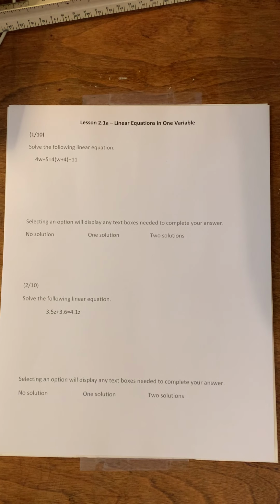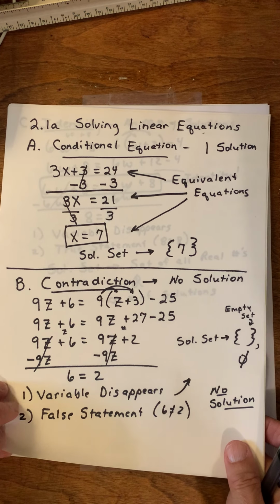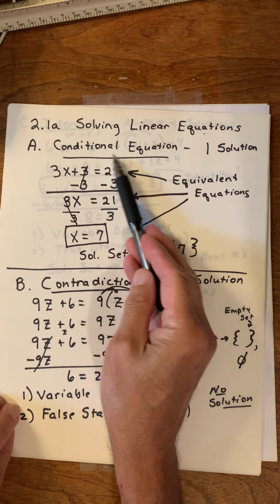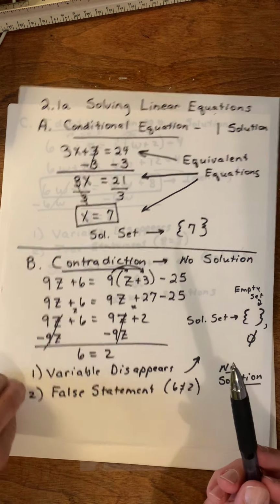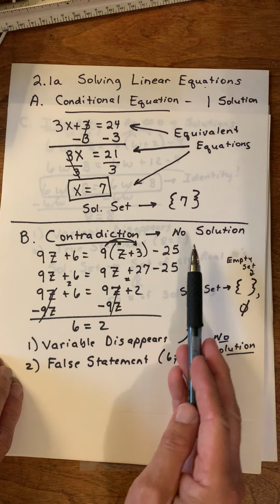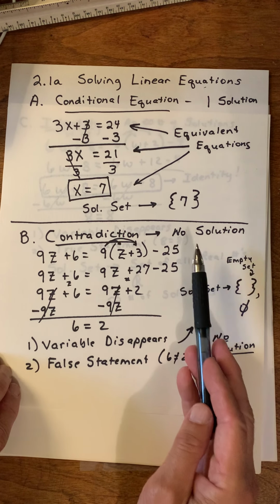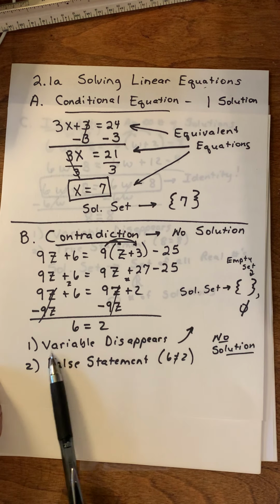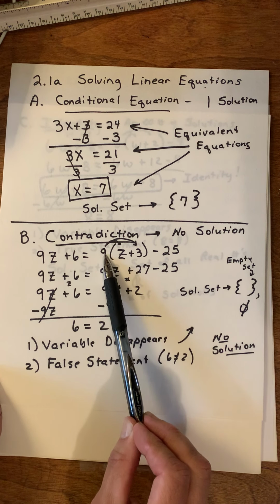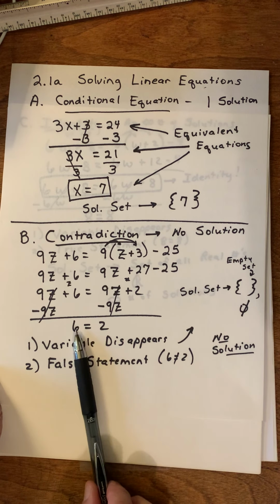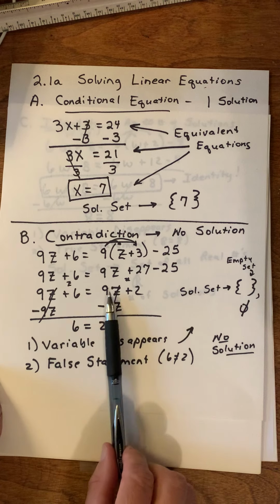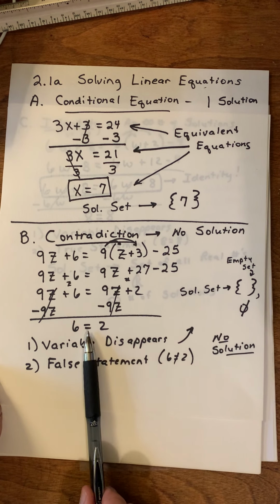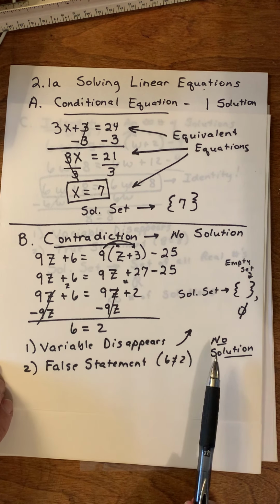So let's just remind ourselves that we have three different kinds of equations that we could be solving. The typical one is called conditional. It has one solution where we get something like x is 7. The second one is called a contradiction. It has no solution, and the way we know it is a contradiction is two things happen. Number one, the variable disappears. As we simplify the equation, the variable disappears, and what that means is there's the same number of x's, y's, or in this case z's on both sides of the equal sign, and we get a false statement. Obviously 6 is not equal to 2. That means there is no solution.